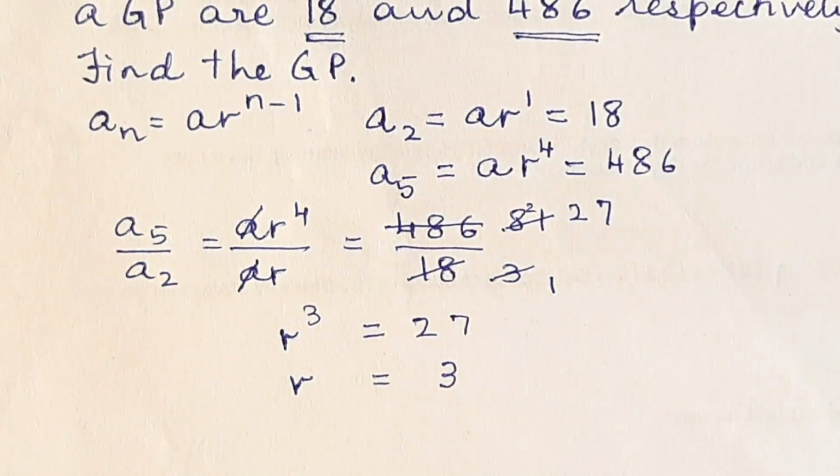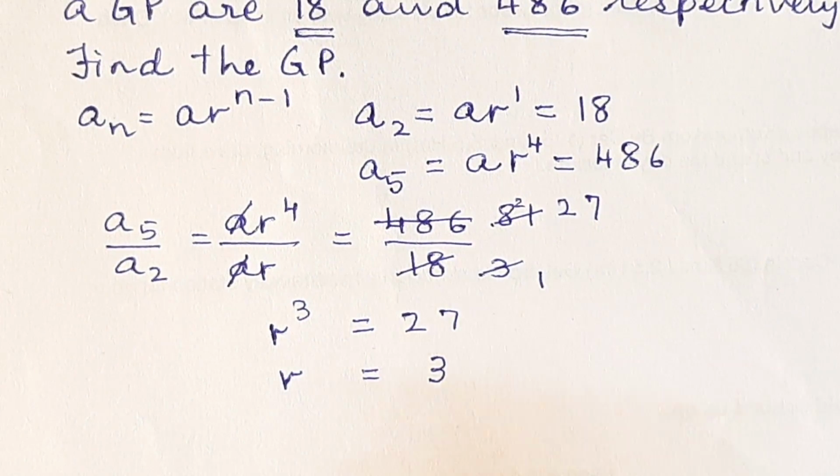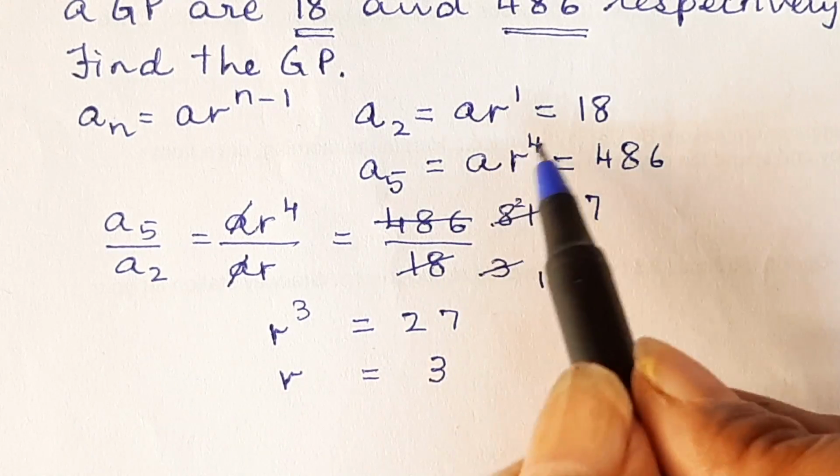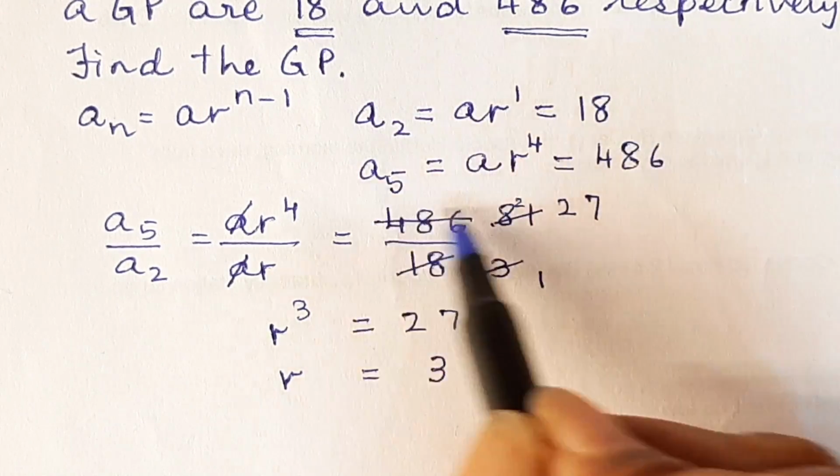Now that we have this, we have to find even the value of a. Now, in order to find the GP, I have to start with a, then ar, then ar square. So this 3 will be substituted in one of these values which are given.